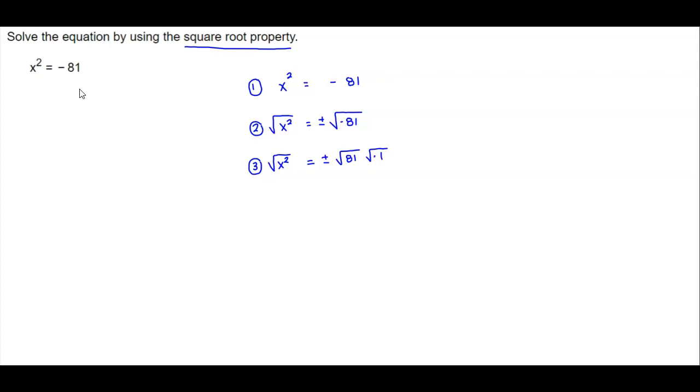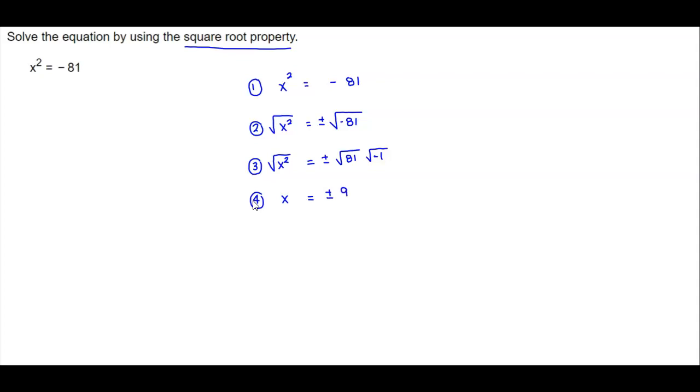Okay, so now we're going to go ahead and follow the procedure for the square root property. Well, what do you have to square to get x squared? The answer is x, and that's going to equal plus or minus. What do you have to square to get 81? Well, the answer is 9.